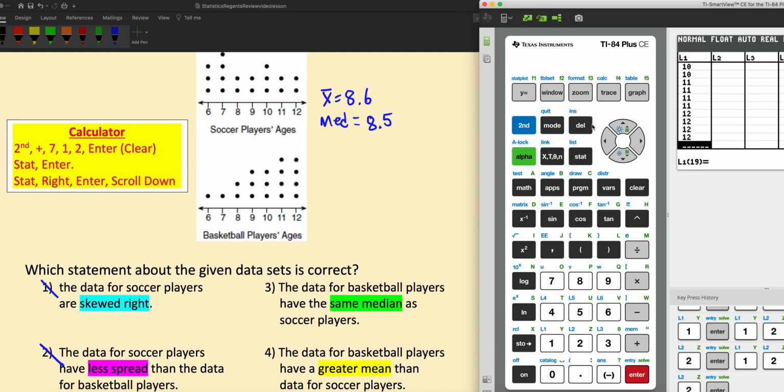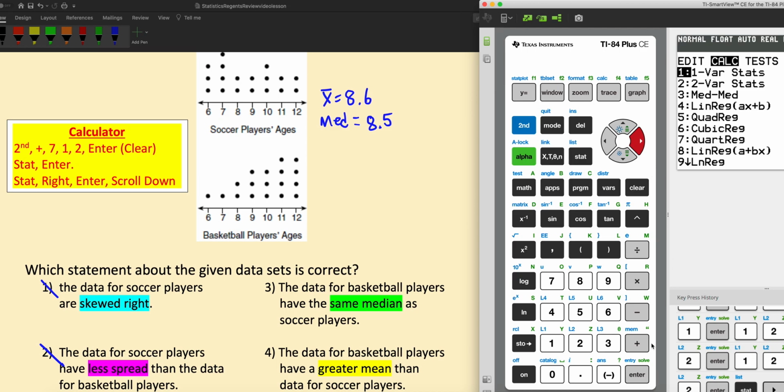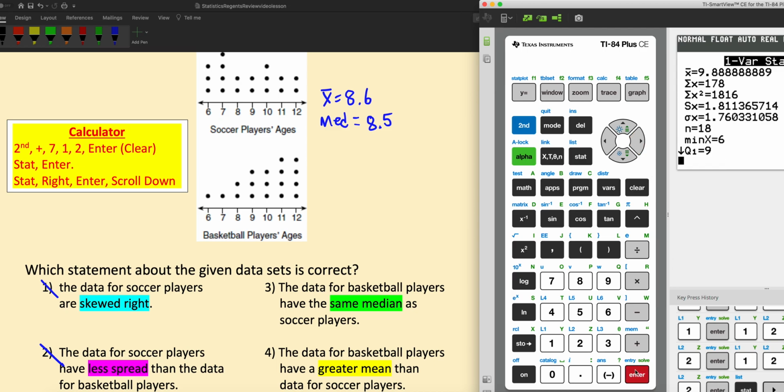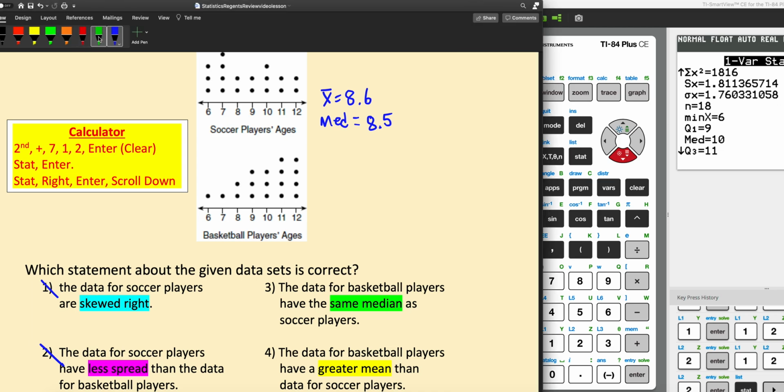Okay, stat, right, and enter. Here we go. The mean is 9.8 and your median is 10. So now this is for the basketball players. Your mean, 9.8, and your median is 10. So now, choice 3 says the data for basketball players have the same median. Well, guys, 8.5 and 10 are not the same, so we get rid of that. So just by elimination, it's choice 4.